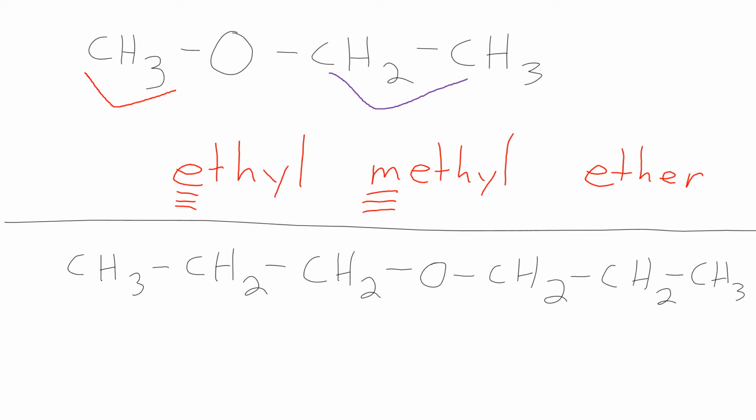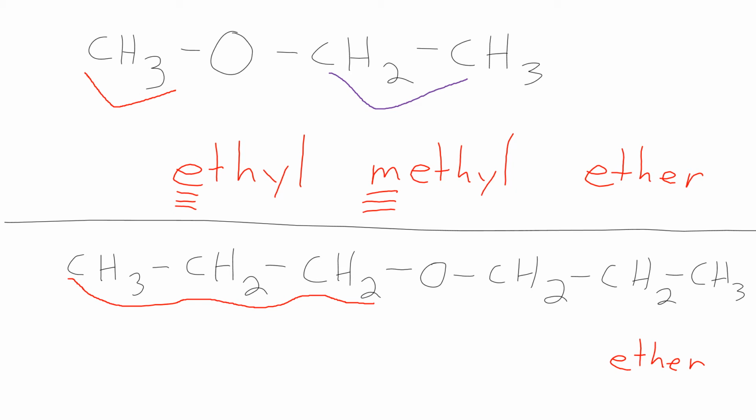Now, if we look at the structure on the bottom of the page, we would recognize this as an ether because we see oxygen disrupting that carbon chain. So that's what tells us we're dealing with an ether. So we're going to get the ether ending in here. Now we just want to look at what groups are coming off of that oxygen. So on the left-hand side, CH3, CH2, CH2, that has 3 carbons. So what do we call a 3-carbon branch? Well, a 3-carbon branch would be a propyl branch.